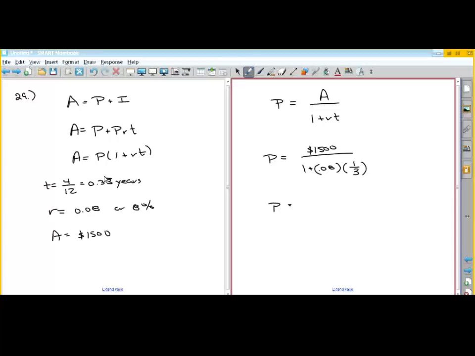So I get 1,500 divided by 1 plus 0.08 times 1/3, and I get $1,461.04. So what that's saying is that if she borrows this much, she'll have to pay $1,500 back in 4 months.